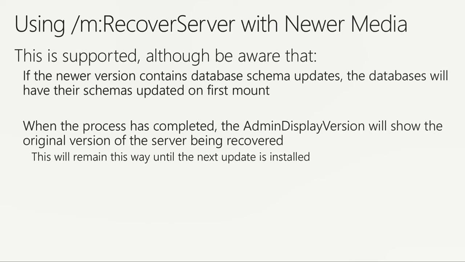Another common question is, can I run server recovery using newer media? So say, for example, customers running Exchange 2016 CU3, okay, and CU3 is now no longer available for download. The latest CU7 is now what's available for them. Can you run server recovery with the later version? Yes, absolutely you can. It's not going to change the admin display version. In my example, the admin display version would still say CU3, but you can use the CU7 bits to perform the recovery. The next time you do your next CU install, it will change the admin display version to reflect the newer bits.